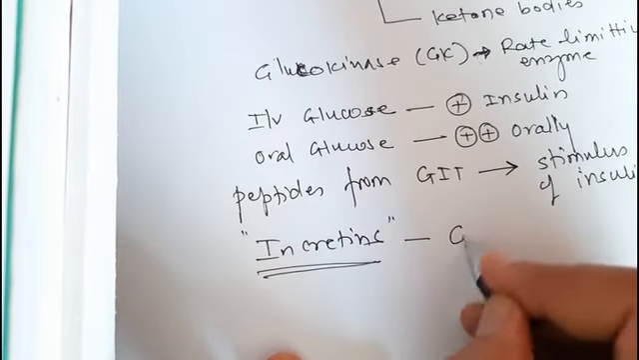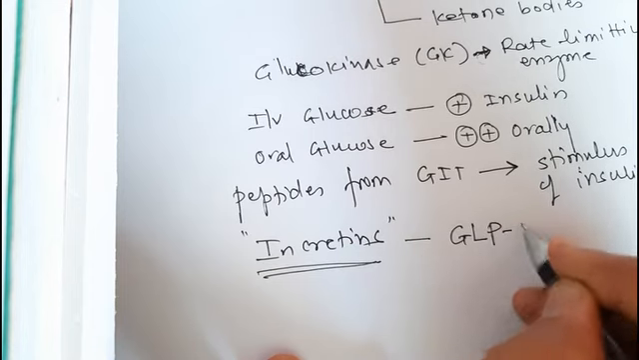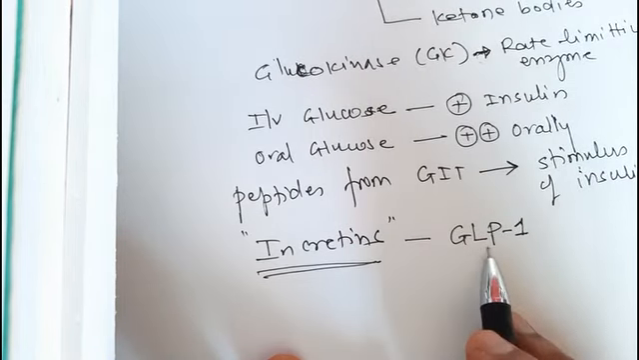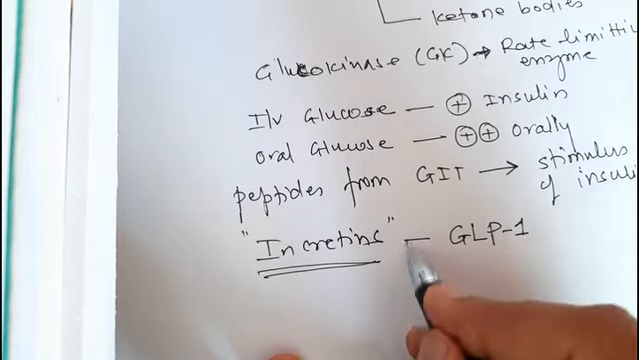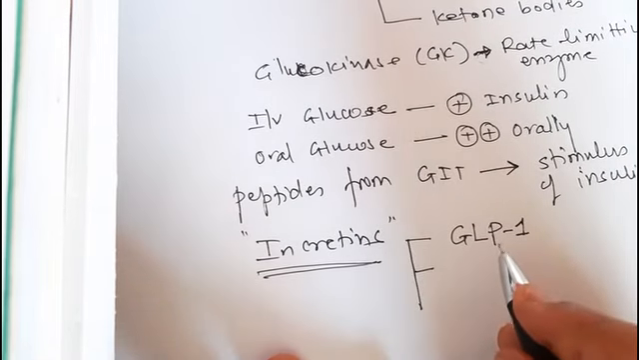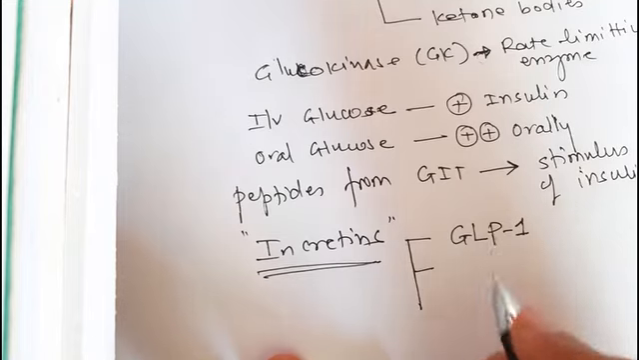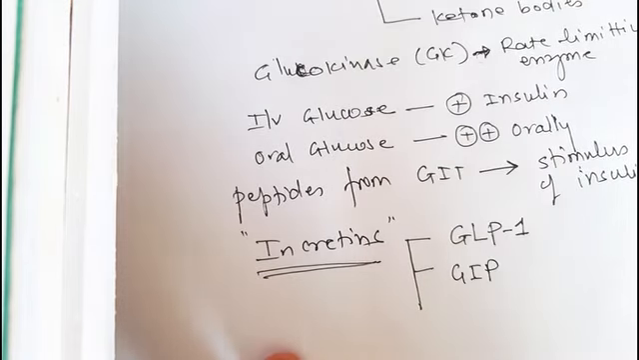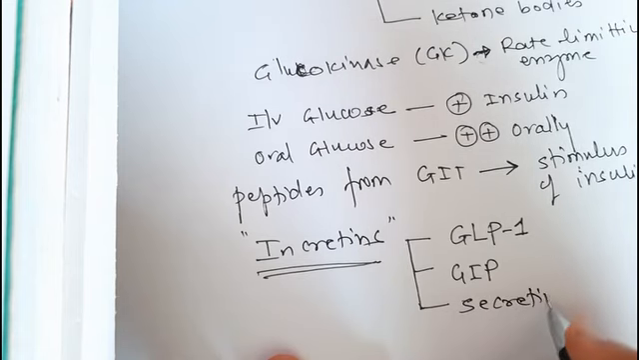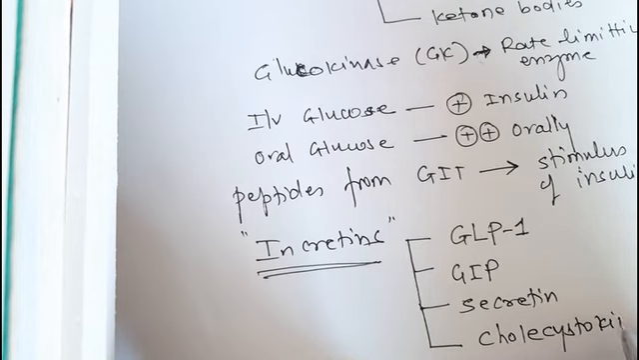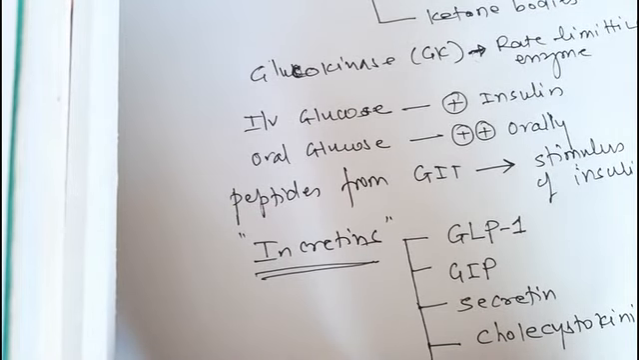Most important incretin is glucagon-like peptide 1. It is not like glucagon; the action is not like glucagon, but it is glucagon-like peptide 1, which acts as an incretin. Second is gastric inhibitory peptide, which is secreted in the gastrointestinal tract. Then other things like secretin, cholecystokinin, CCK, and gastrin.